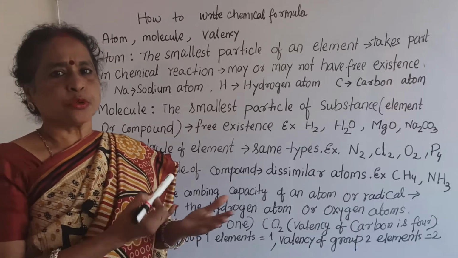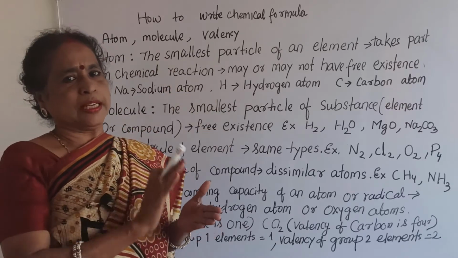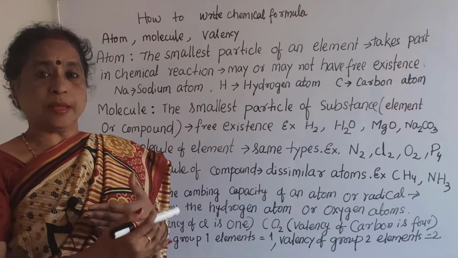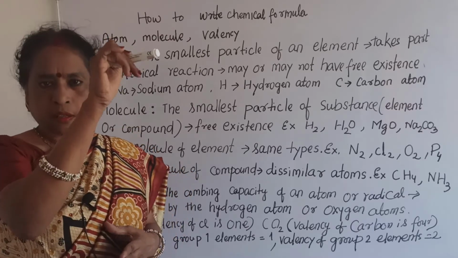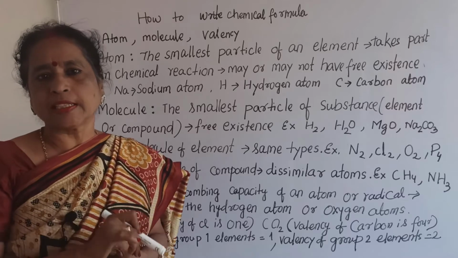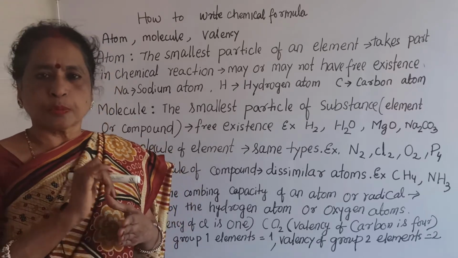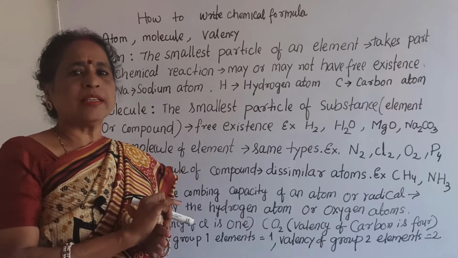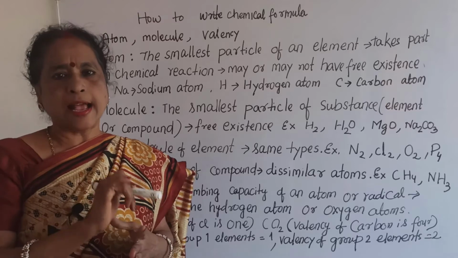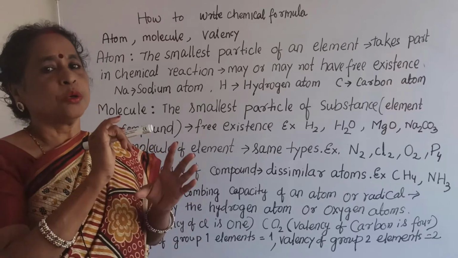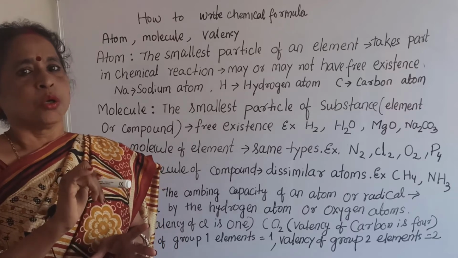Let us see sodium. What is the valency? Because it belongs to group 1, the valency is 1. Suppose I ask what is the valency of magnesium? See here, it belongs to group 2. That is why the valency is 2. So the valency of magnesium is 2. So please remember group 1 elements in the periodic table have valency 1. Group 2 elements in the periodic table have valency 2.